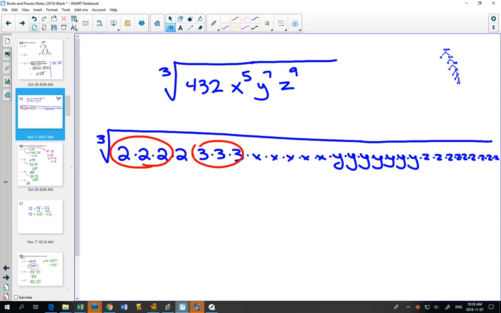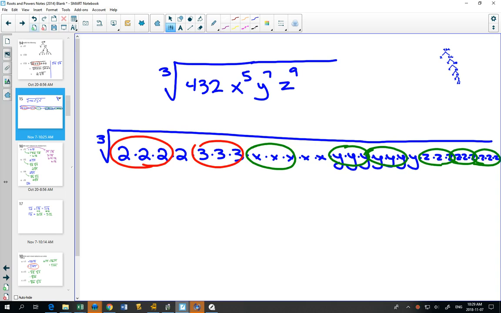Does this make sense? The nice thing with variables is you can see the variables quite easily this way. I'll switch colors to green with the variables. Do I have a group of 3 x's? Yes. Do I have another group of 3 x's? No. Do I have a group of 3 y's? Yes. Oh, I have another group of 3 y's. And then I have 1 left. And then finally, with the z's, I have a group of 3 z's, another group of 3 z's, another group of 3 z's. You can pull out multiple groups.